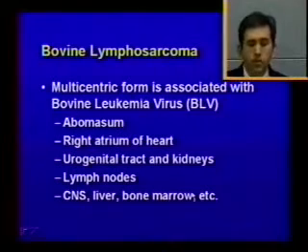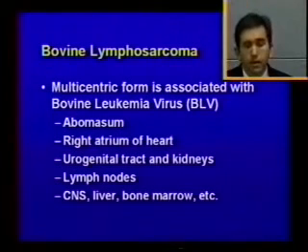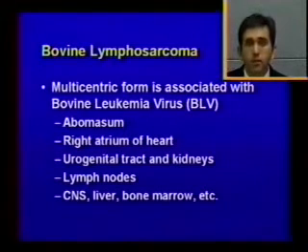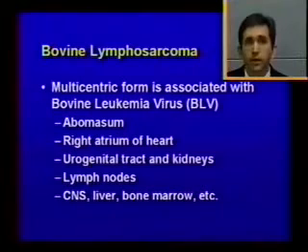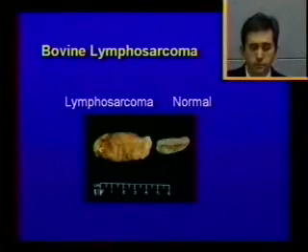In cattle, lymphosarcoma is caused by a virus, bovine leukemia virus. This is a retrovirus, and there is a specific pattern that we see with lymphosarcoma in cattle infected with bovine leukemia virus. It targets several specific tissues, including the abomasum, the right atrium of the heart, the urogenital tract and kidneys, lymph nodes, and some other tissues. And I'd just like to show you some examples.